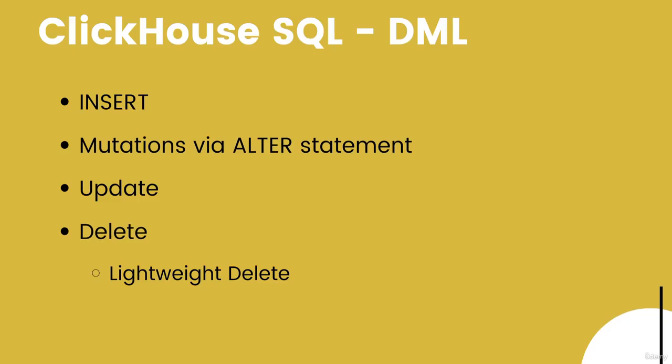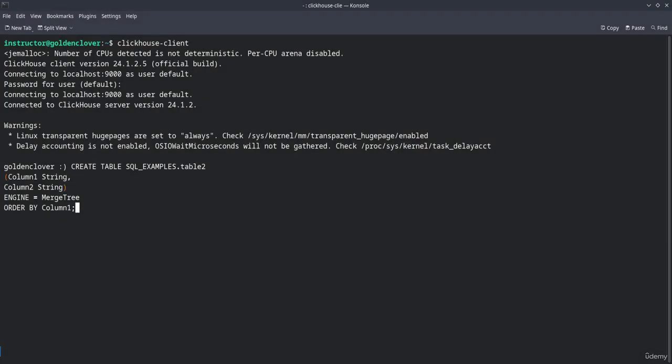Let us look at some examples for each of these statements. To begin with, let us create a table based on the MergeTree table engine. This table has two columns, and both the columns are used to store string data.